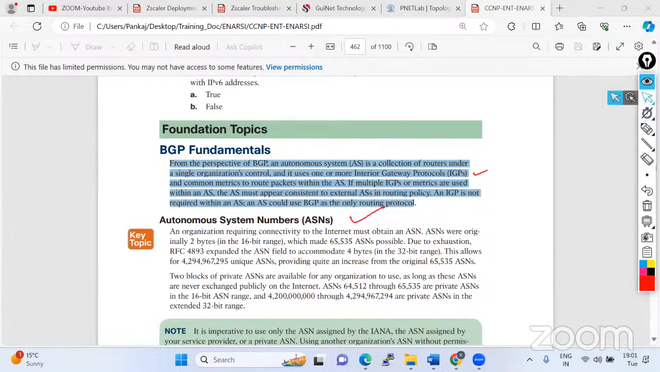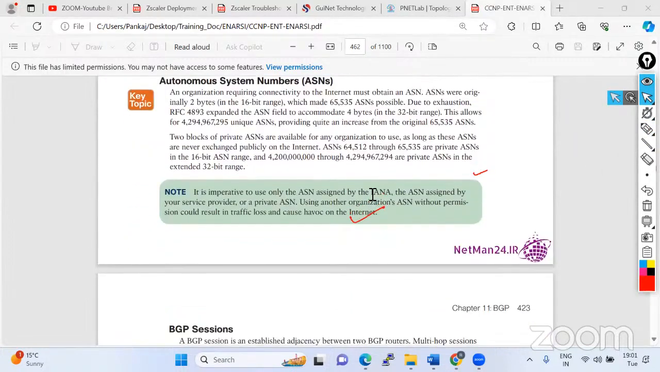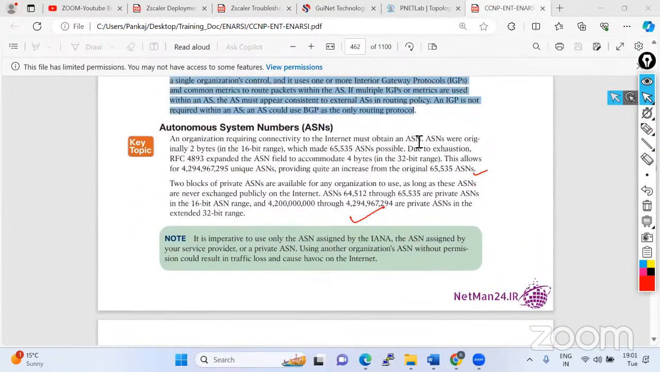So we already discussed what the autonomous system is. An autonomous system is something any organization can have. And there are two types of autonomous system: one is the private autonomous system, and one is the public autonomous system. You can use a private autonomous system, and you can use a public autonomous system. There might be a range here.